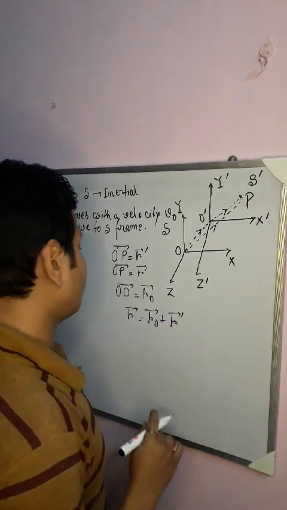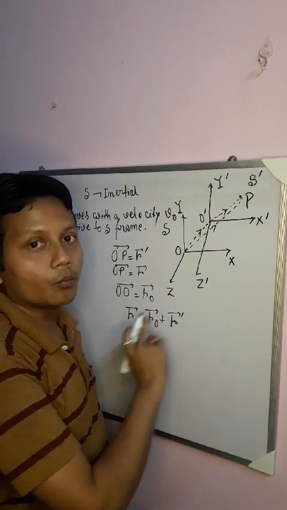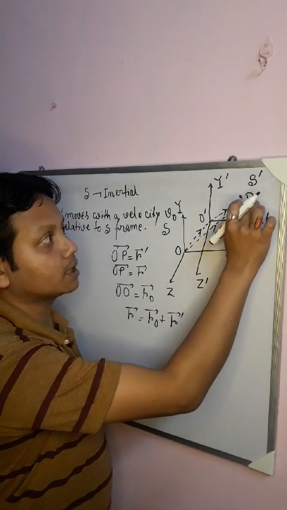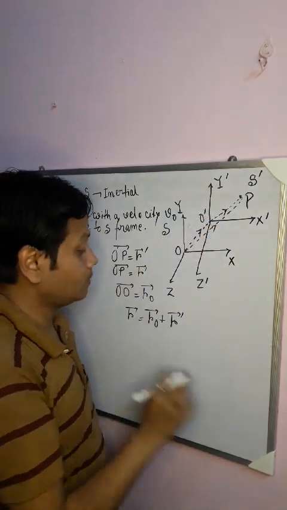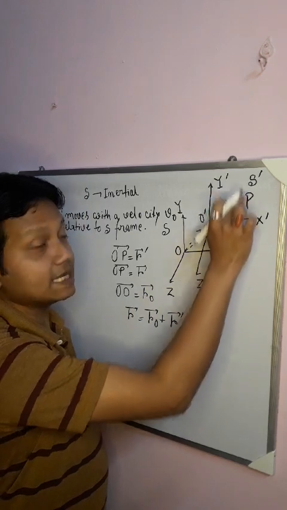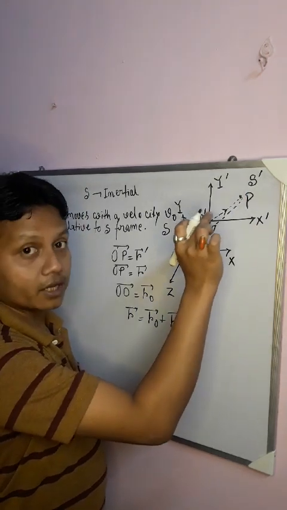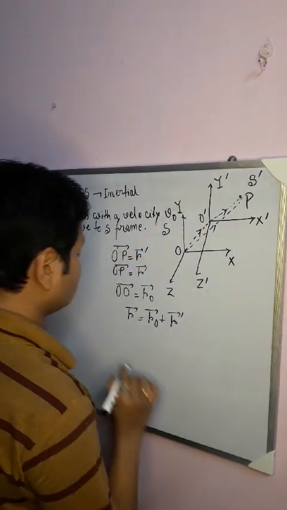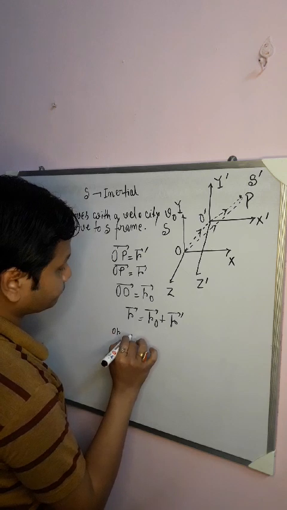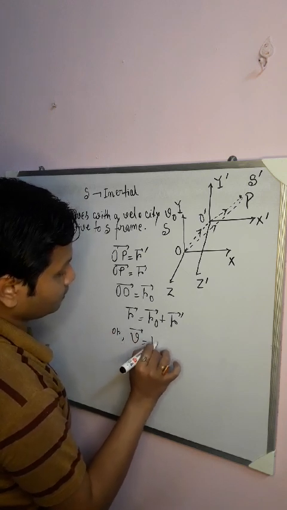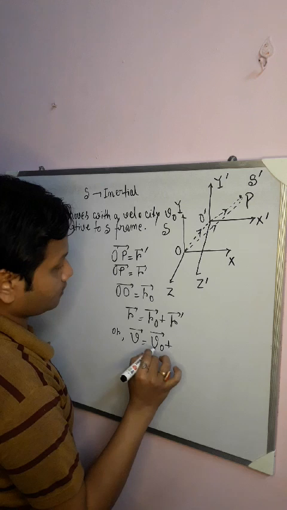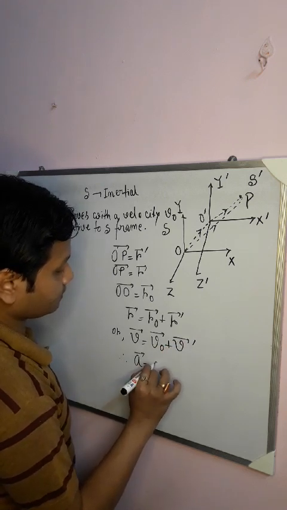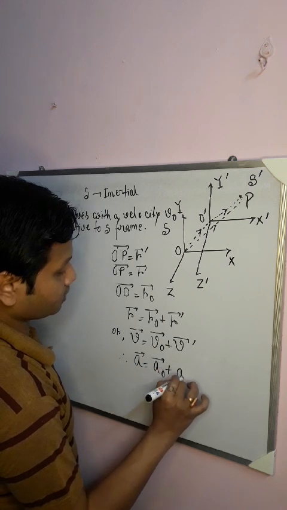Now again I tell, what is r? Position vector of P relative to the S frame. What is r dash? Position vector of P relative to the S dash frame. What is r naught? The position vector of the S dash frame relative to S. So if you differentiate this, v equals v naught plus v dash, or if you want to find the acceleration, a equals a naught plus a dash.